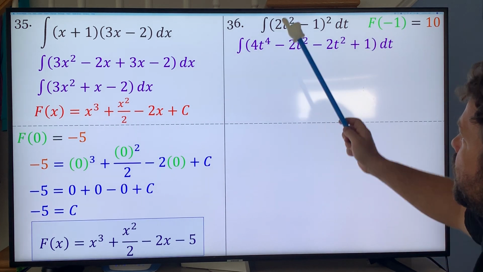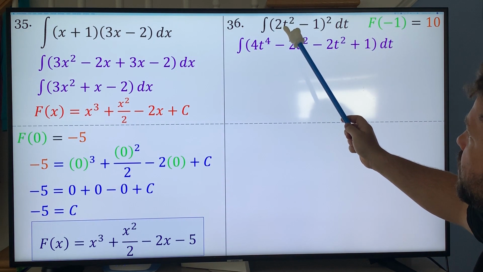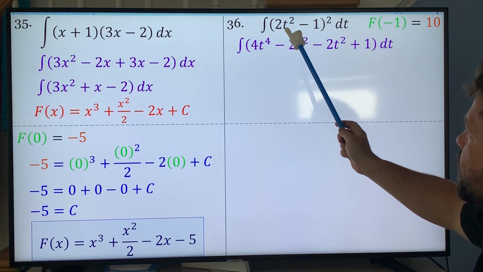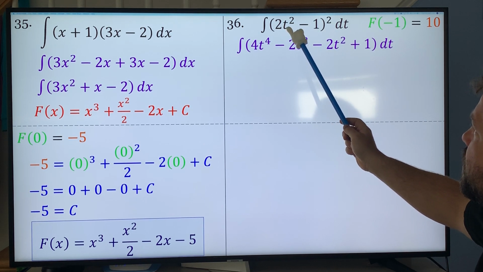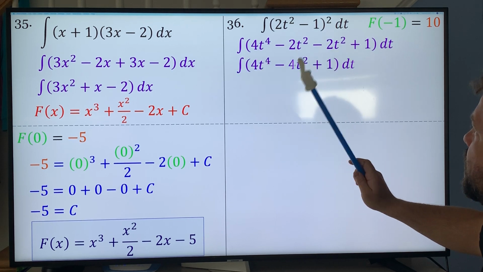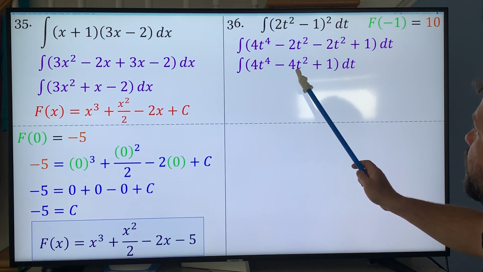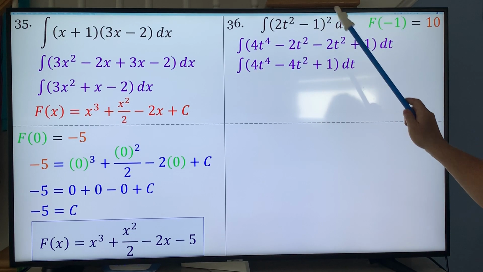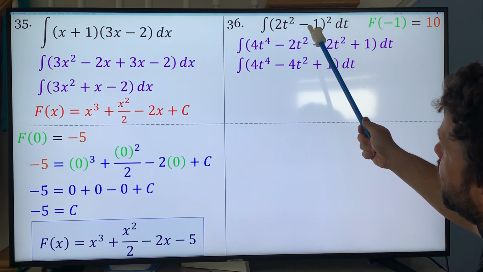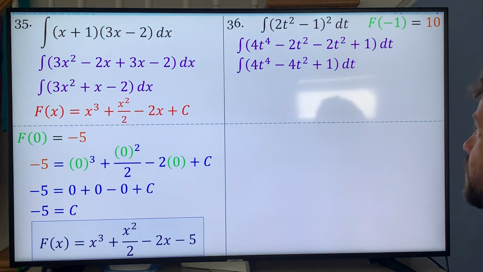FOIL. Or you could do, what's that? A squared plus 2ab plus b squared. 4t to the 4th. 2t squared is a negative t squared. We have 2 of them. Negative 1 times negative 1 is 1. All right. Or you could do 2t to the second power minus 1 times 2t to the second power minus 1. And FOIL it. Whatever. Float your boat.